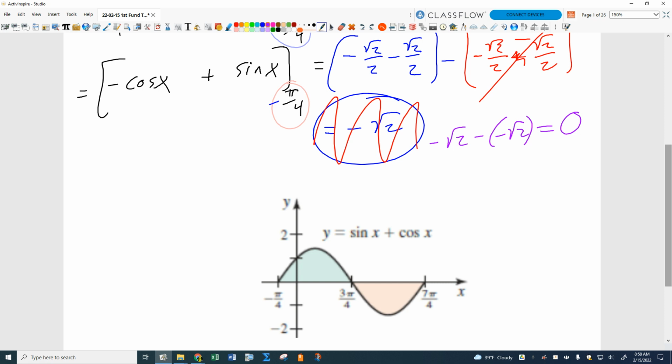How can that look like 0? Okay, negative area, right? What's our definition of negative area? I mean, which part is negative?